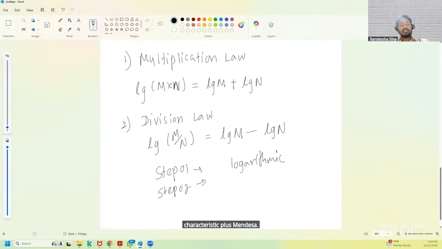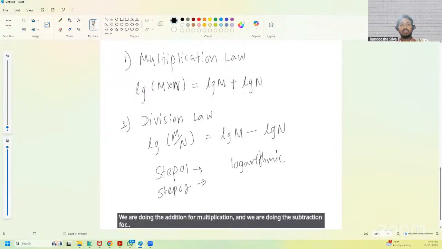Step 3 is perform the addition. So we are performing the addition if there is a multiplication inside. So perform the addition inside the brackets for multiplication, or subtraction inside the brackets for division. Okay? We are doing the addition for multiplication and we are doing the subtraction for division.